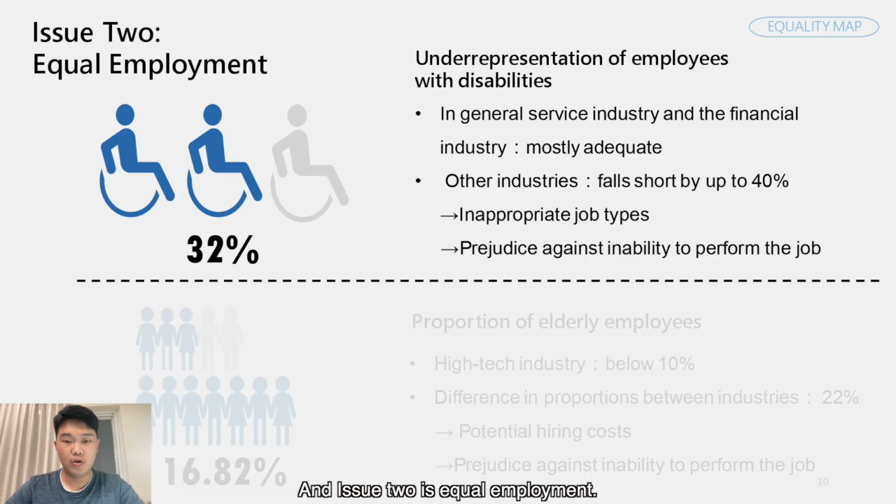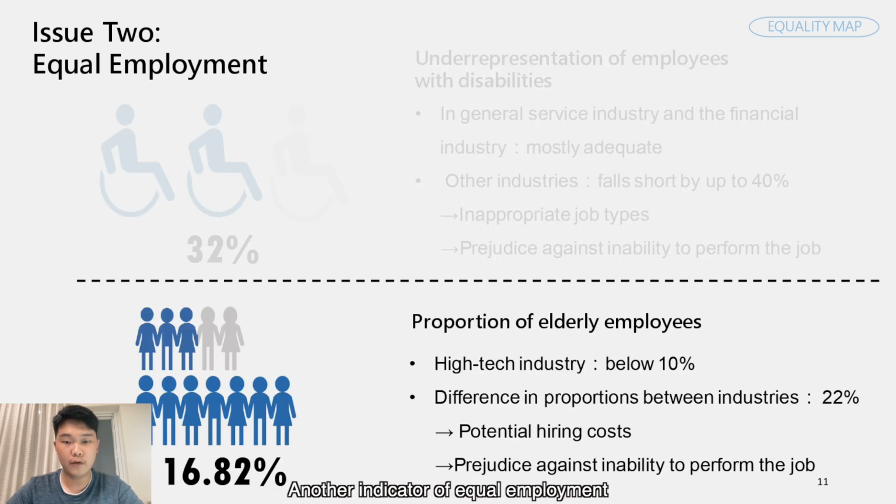And issue 2 is equal employment. Even though the law says companies should hire a certain number of disabled people, our survey found that 32% of companies are not meeting the target. We think it's because the job requirements don't always match up with what disabled employees can do, and there's still a lot of bias in the workplace.